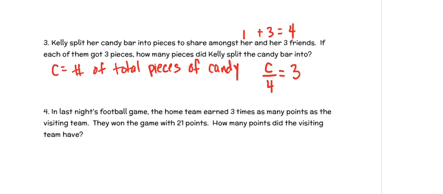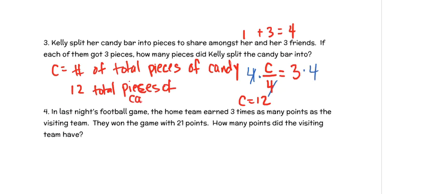And now to solve this, you were dividing 4 over here. That means you were multiplying 4 to both sides. That means 3 times 4 is going to be C equals 12. There are 12 total pieces of candy. Notice how I am starting off with the variable every single time now, and you're doing something to that variable every single time.